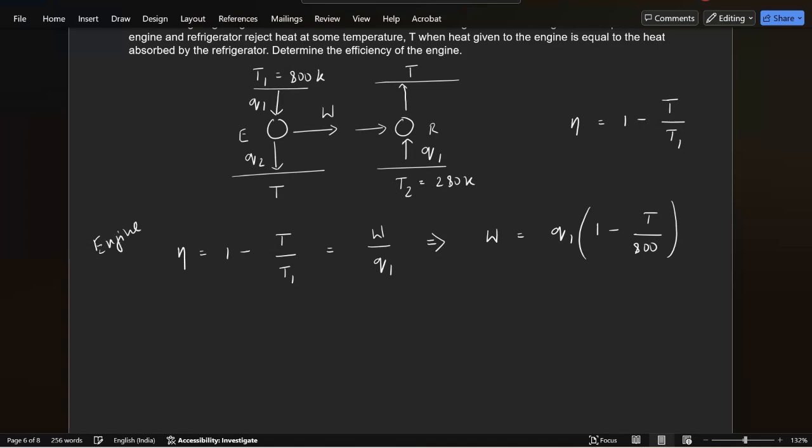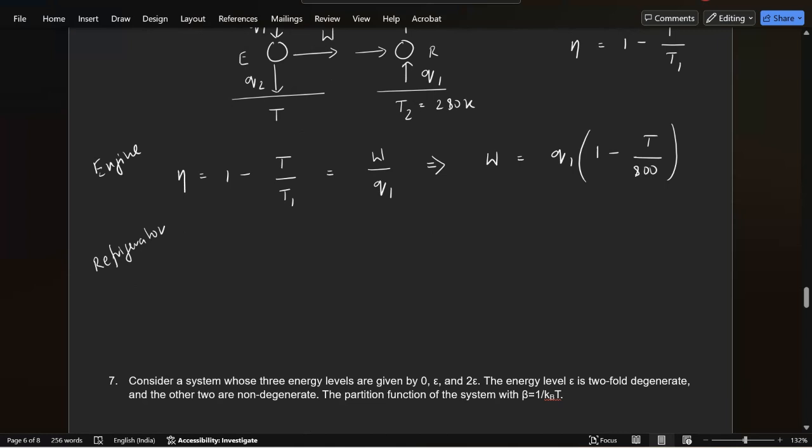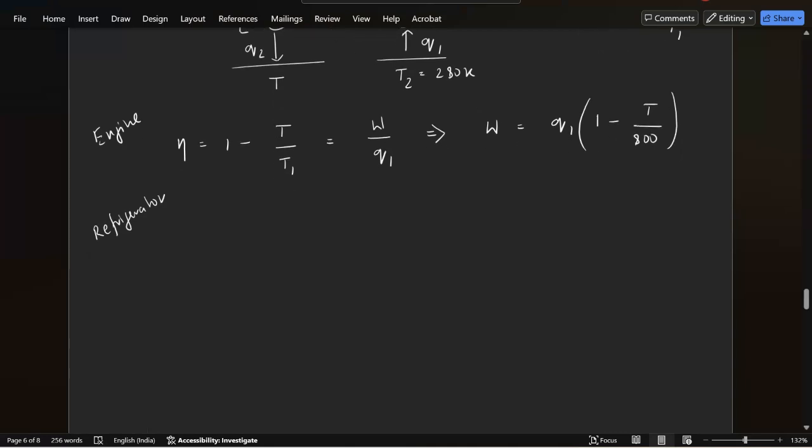Now we need to find the work from the refrigerator's perspective. Now let's do that. So what is the refrigerator's thing? So for the refrigerator, if you see, we have the coefficient of performance, right? The coefficient of performance of cooling is equal to Q1 by W. Fine.